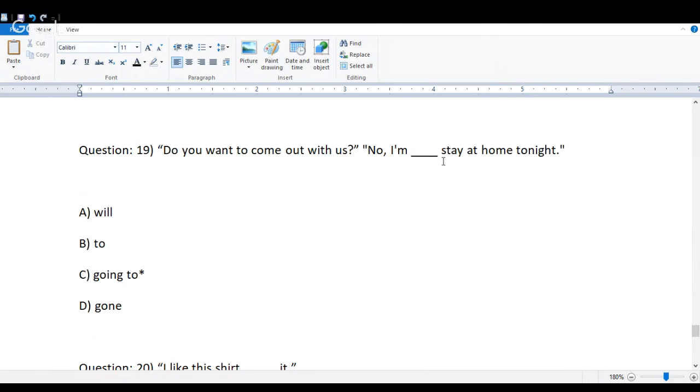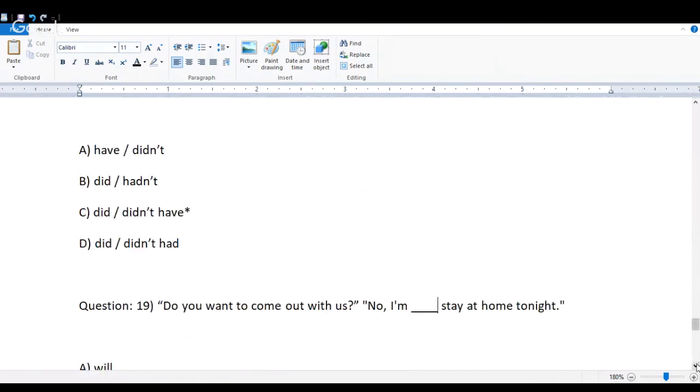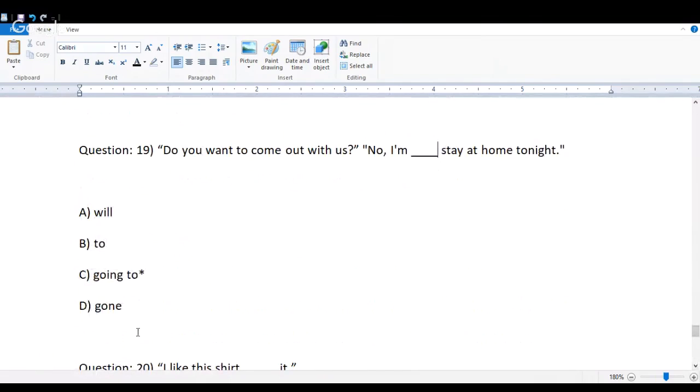Okay. I'm staying at home tonight is also okay, just because the present continuous and the be going to are interchangeable. That's the word I was looking for. So the rest of these obviously are not okay. Gone, we can't use a past participle after the verb to be that's conjugated, unless it's a passive sentence, and this is not a passive sentence.